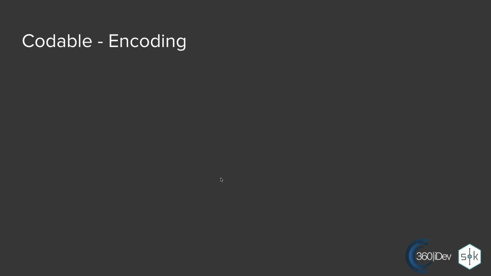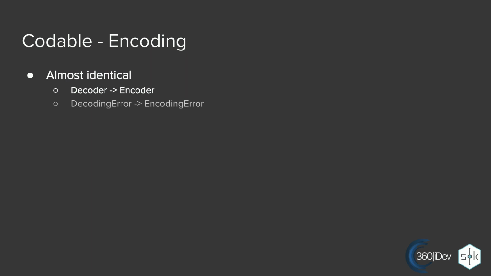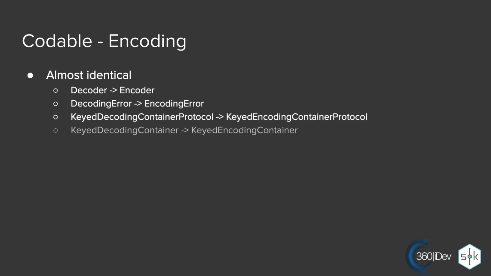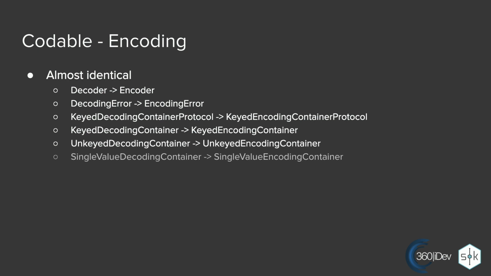So encoding is almost identical to decoding, like it's pretty much the same stuff over and over again. There's a little bit difference in naming. Decoder becomes encoder, decoding error becomes encoding error. All these other long, tedious, hard to say properties all just replace decoding with encoding. They have user info and coding path in the same way. And there's just a few subtle differences that we get.